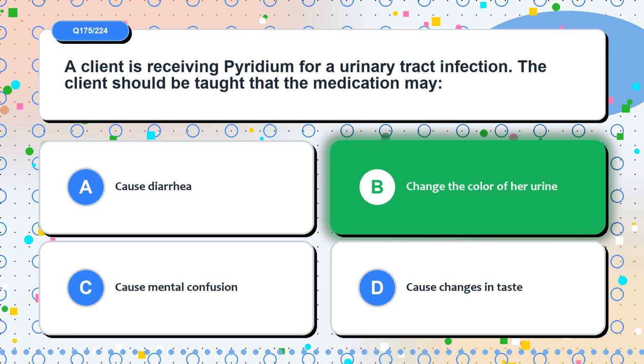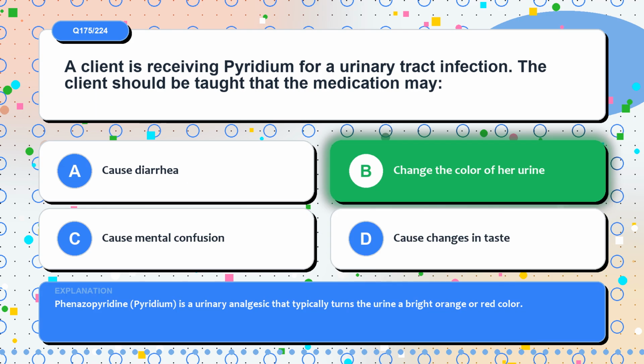The correct answer is option B. Change the color of her urine. Phenazopyridine, Pyridium, is a urinary analgesic that typically turns the urine a bright orange or red color.